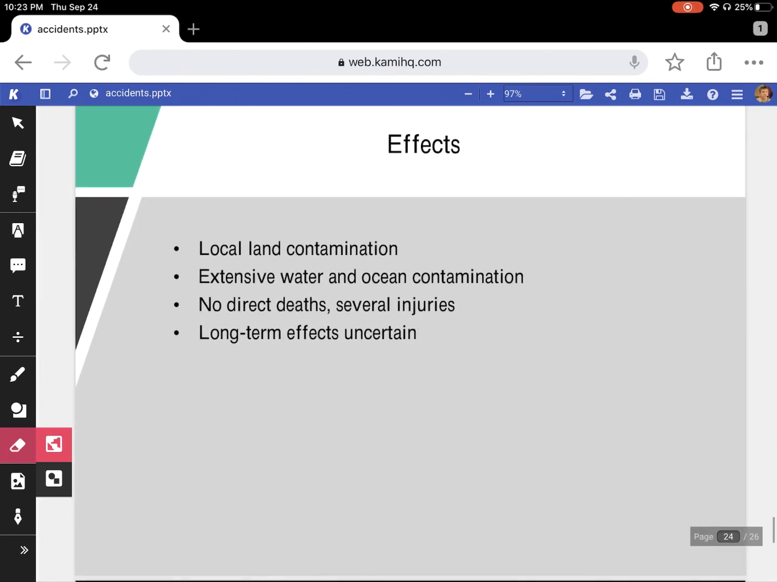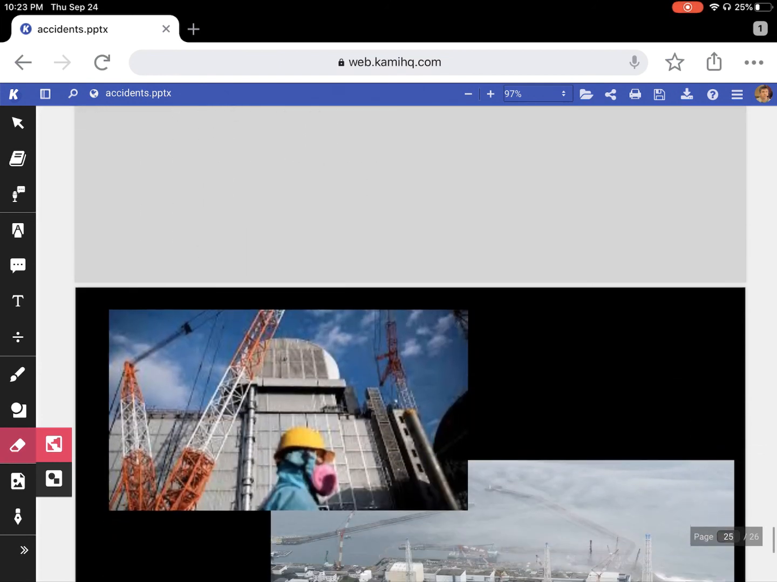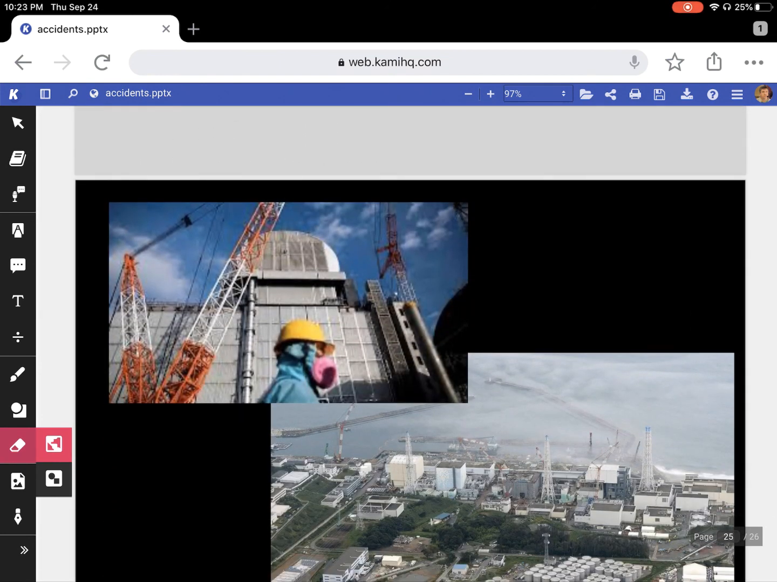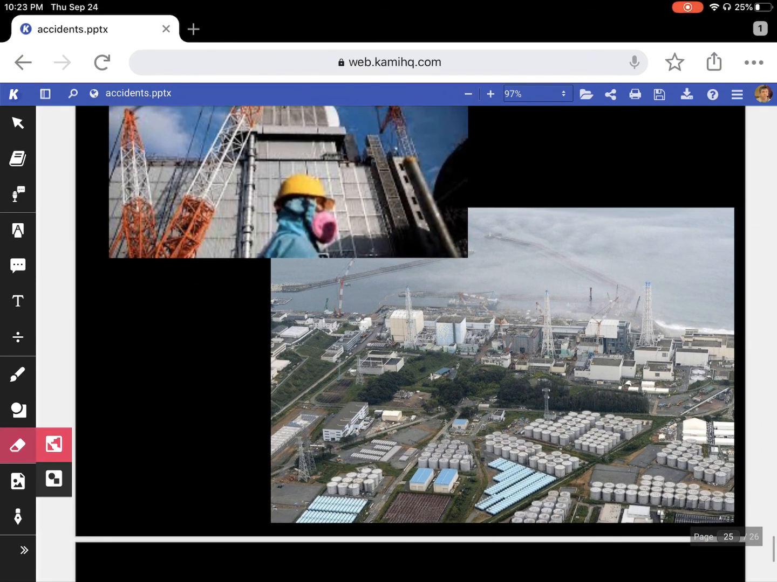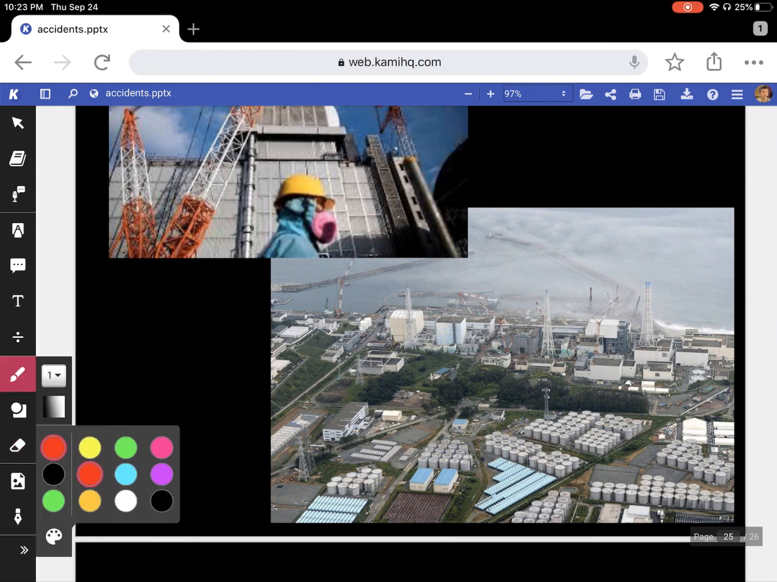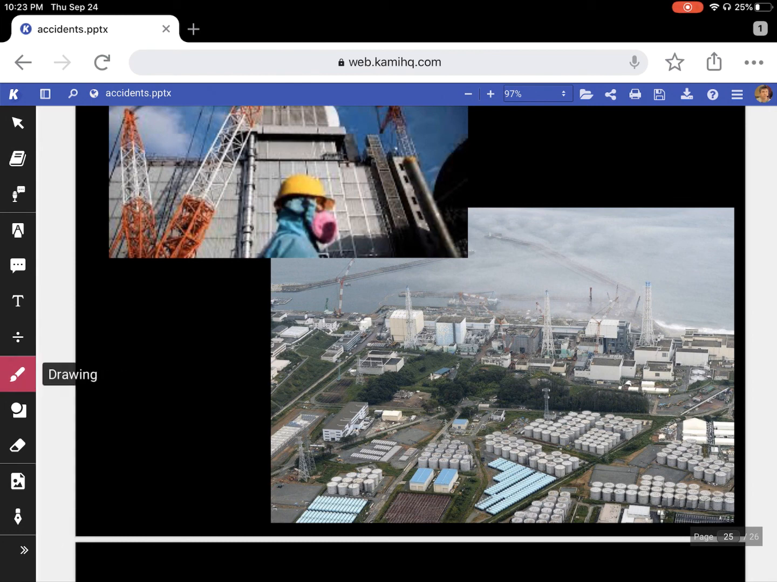So the effects, a lot of local land contamination, extensive water and ocean contamination. There was radiation detected from this in ocean waters off the west coast of the United States. No direct deaths, some injuries. Don't know about the long-term effects. You can see here some of the structures being built. All of these so that they pump the water in to try and keep these things cool and prevent them from melting even further. And all of that water is contaminated.